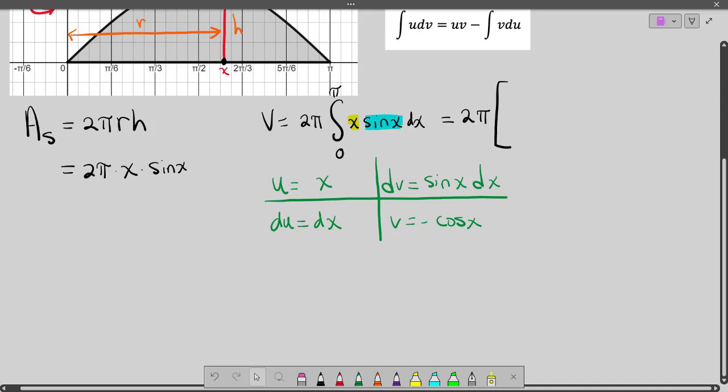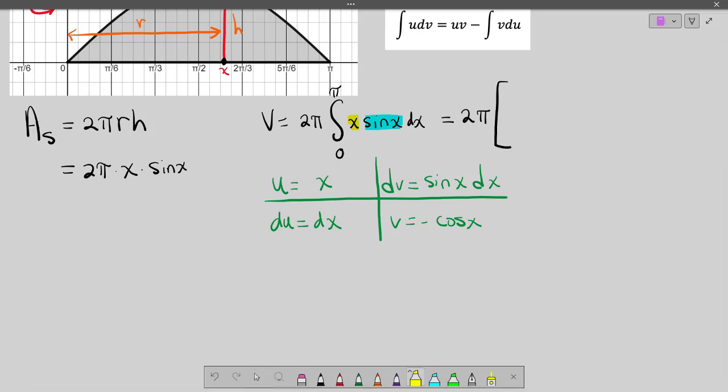So we're going to have 2 pi times uv. uv, once again, is this main diagonal. So uv is going to be minus x cosine of x. All right, and that has to get evaluated on the interval 0 to pi. So there's our uv minus the integral of v du. v du is the bottom row here, so that's minus cosine of x dx, so that's going to be plus cosine of x dx. Close the big brackets, put the integration limits here. So we'll have that.